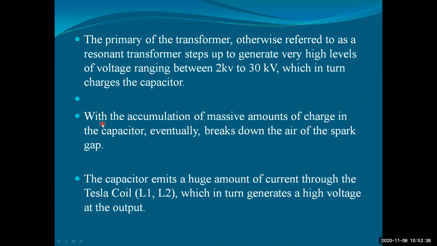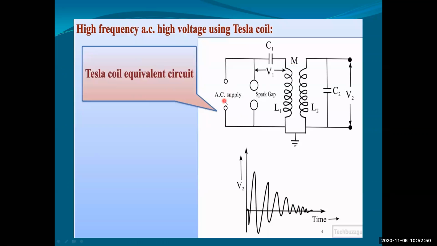It's clear. With the accumulation of a massive amount of charge in the capacitor, it eventually breaks down the air of the spark gap. After completing the charge of the capacitor, what do you have to do? After the capacitor is fully charged, turn off the supply. Then we have to decrease the distance between the spark gap, so that the air will become ionized.